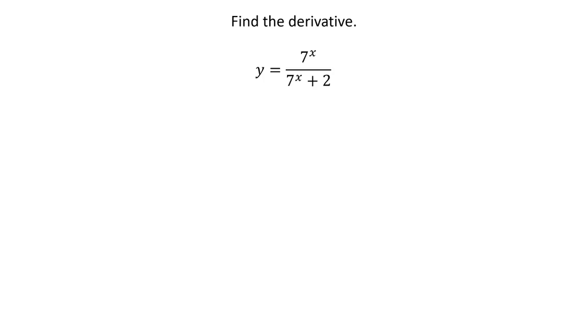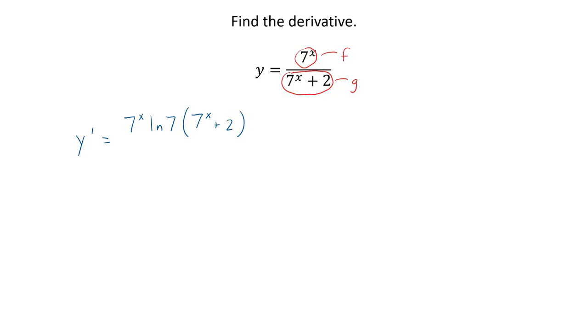All right, one more example. Here we need to find the derivative of y equals the quotient of 7 raised to the x power over 7 raised to the x power plus 2. This is a quotient, so let's use the quotient rule to differentiate. Using the quotient rule, f represents the numerator and g represents the denominator. The first thing we need is f prime times g. So the derivative of the numerator times the denominator. The derivative of the numerator is 7 to the x times ln 7.